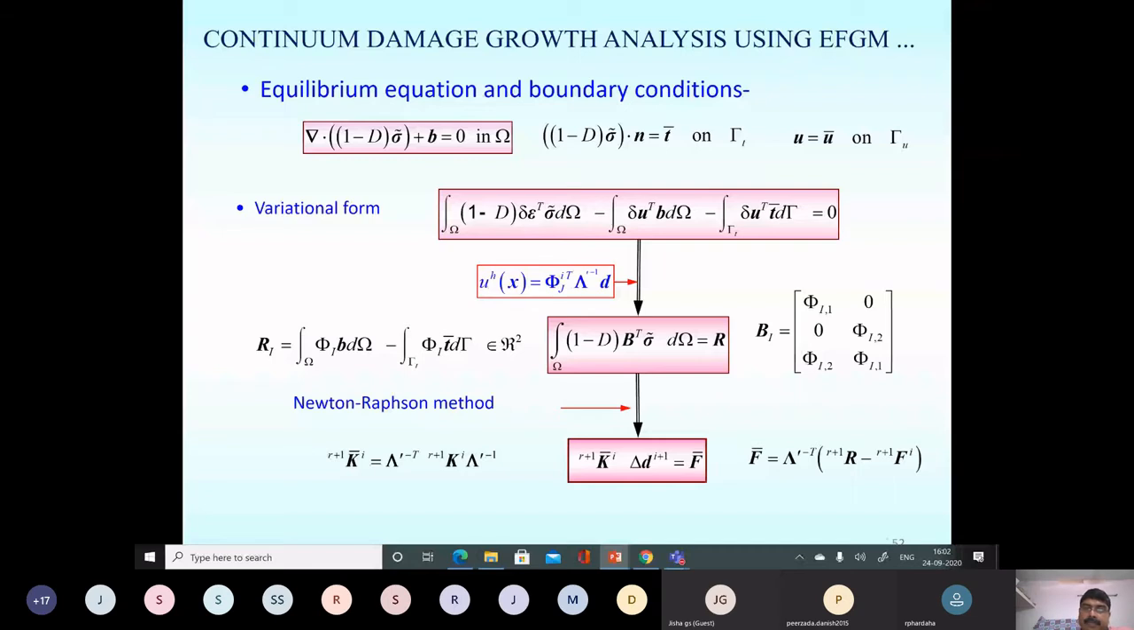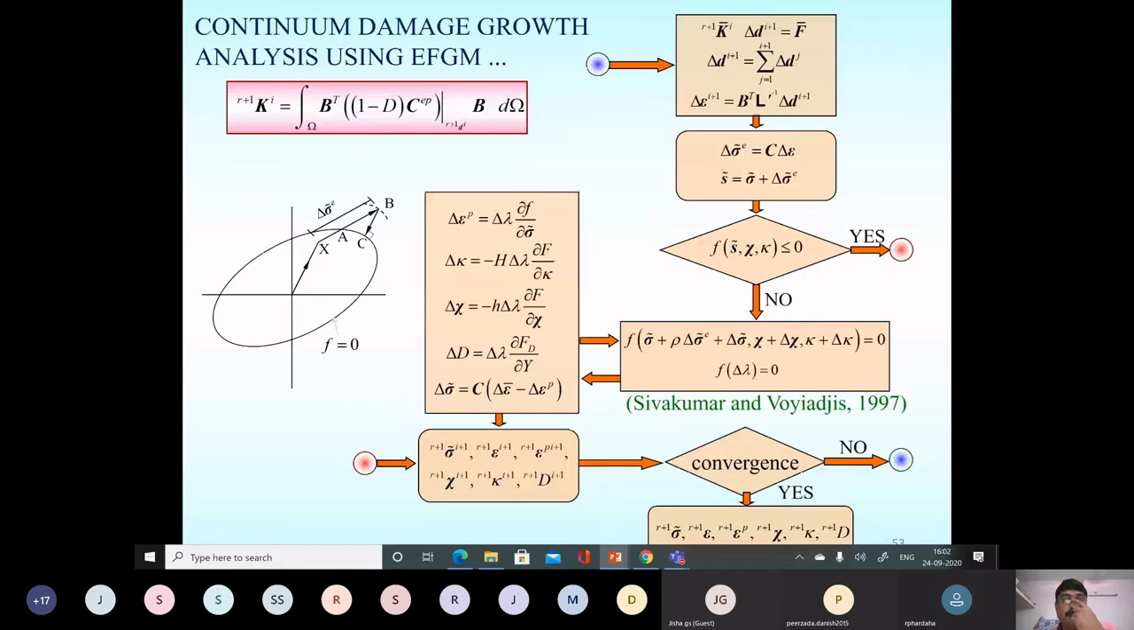So finally you get K delta u. You have to do it incrementally. Load increments you have to give, and you have to solve it. This is the flowchart explaining that. The issue is that with a material nonlinearity problem, a nonlinear Newton-Raphson has to be used, and finally you have this potential function which has to be solved. Again, a stress update algorithm has to be defined.